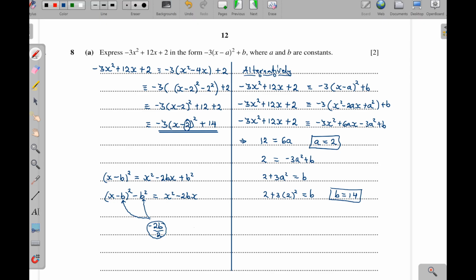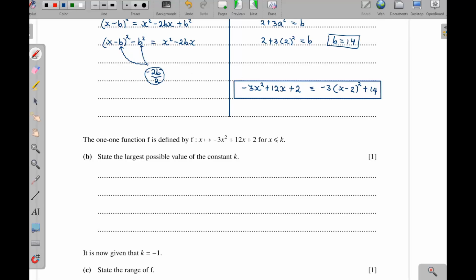Then we can conclude and say, I'll just bring this one here, just like that. And then where there is a, I just put a 2. And then where there is a b, I put a what? A 14. So this becomes our final answer.